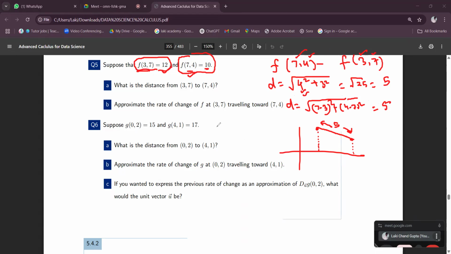Now you have to find the rate of change traveling towards the point (7, 4). So the average rate of change, let's suppose this is denoted by delta t. This is what? f(7, 4) minus f(3, 7), the difference in f over the distance, right? And this is what?